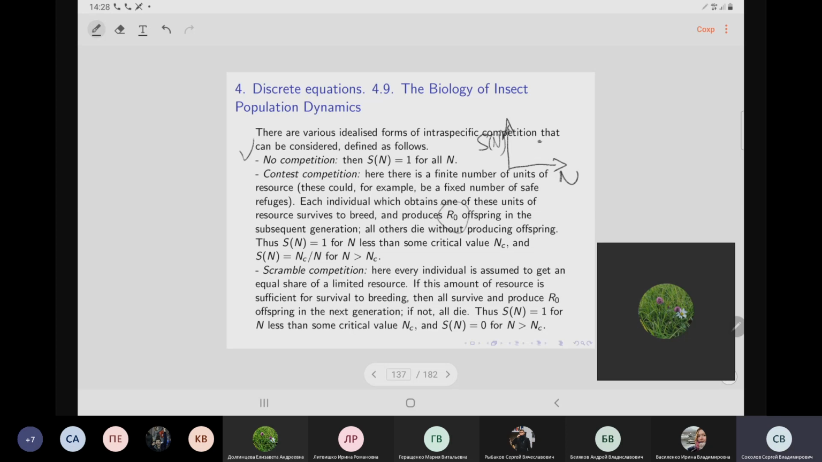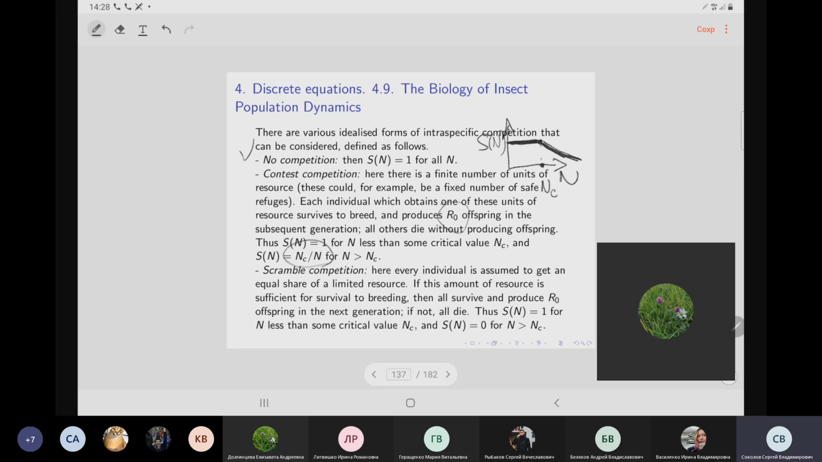So there is some critical number, n critical. Our S of n is always 1 when there is enough of these units of food, and after n critical, the number starts decreasing like this. So S of n is n critical divided by n for n greater than n critical.